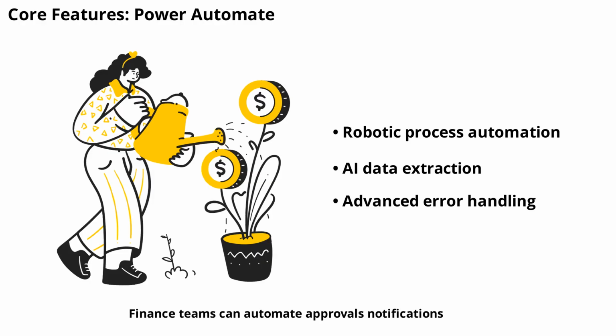Finance teams can automate approvals, notifications, and document management within the Microsoft 365 suite. The platform supports robotic process automation, RPA, allowing for automation of legacy systems and desktop tasks. With built-in AI capabilities, Power Automate can extract data from invoices and receipts, streamlining expense management. Its robust error handling and monitoring tools ensure reliability in critical finance processes.